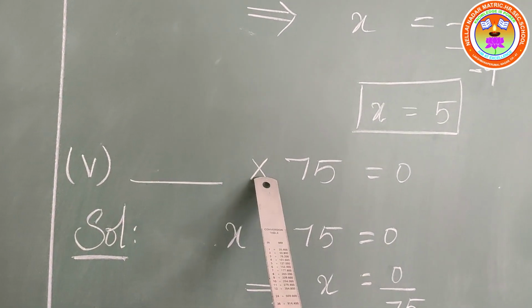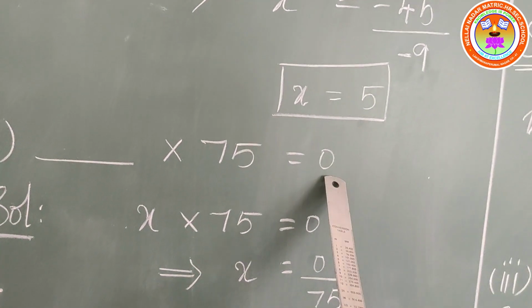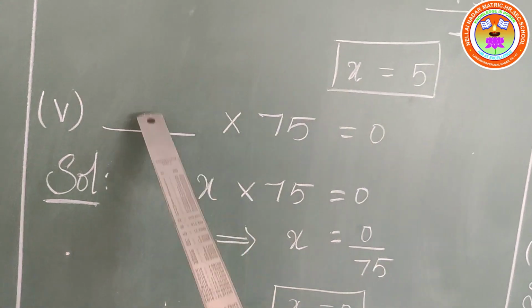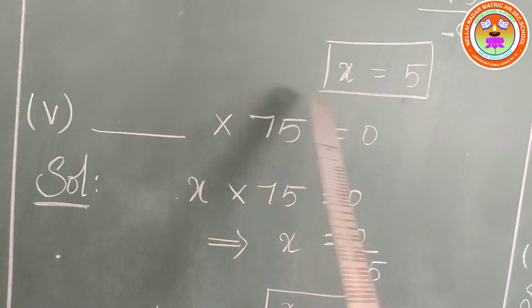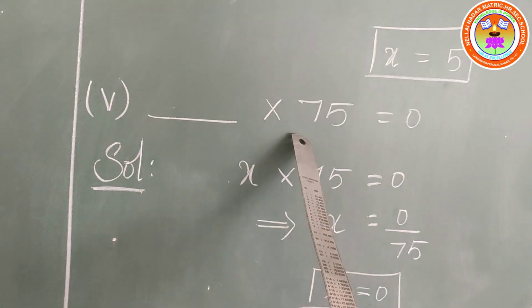Next, the last sum. Blank is given, which is multiplied with 75 should give me 0. Okay? So a number which should be multiplied with 75 will give me 0. Yes, you can simply directly write. You know the property, right?